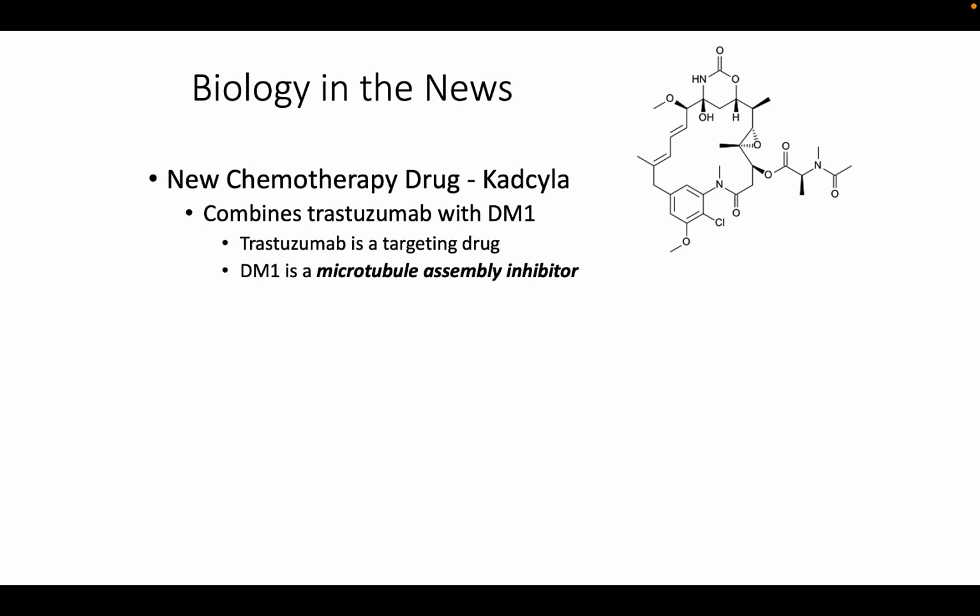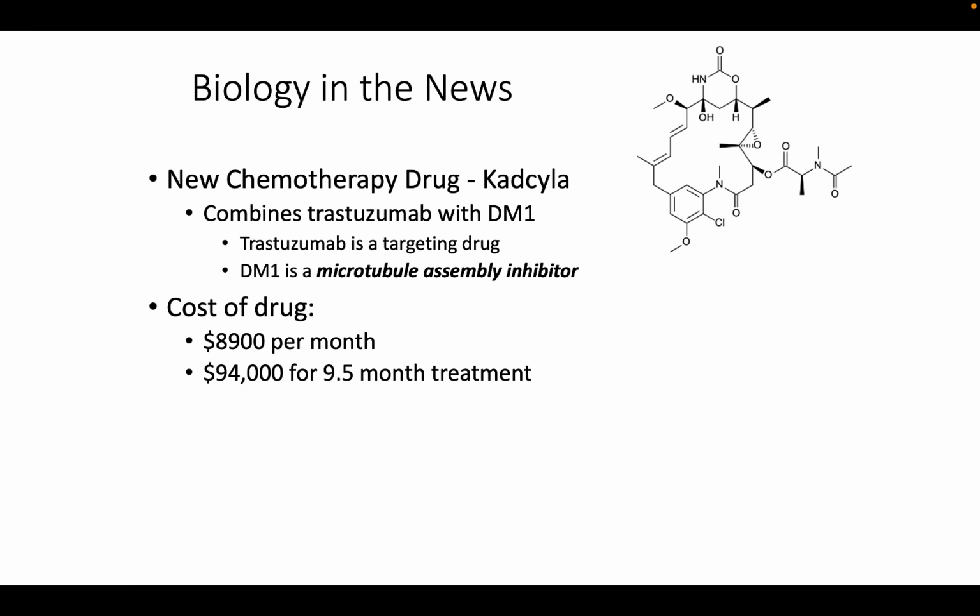So similar to vincristine, it prevents microtubules from being assembled. Now, it's a revolutionary new drug because it allows mitosis to continue to go on in parts of the body that aren't targeted, but the targeted cells around the cancer then are where mitosis will be stopped because the DM1 will stop microtubule assembly. It costs $8,900 per month or $94,000 for a 9.5-month treatment. So it is an incredibly expensive drug, but it does provide great hope in being able to treat cancers effectively.